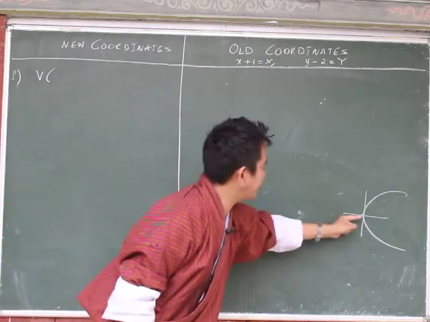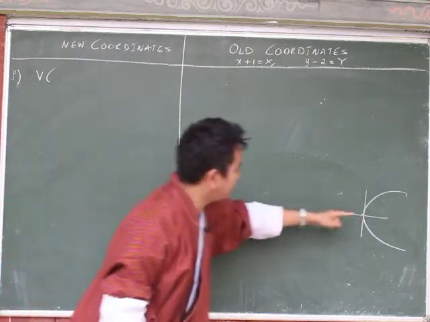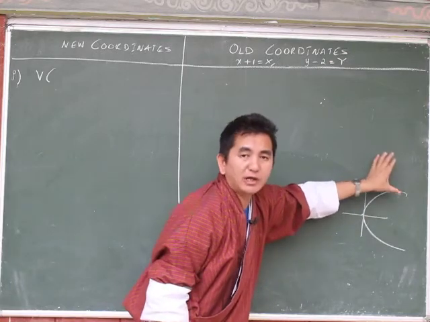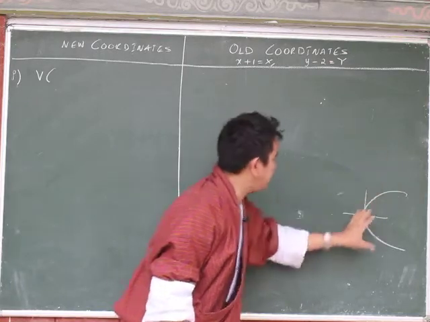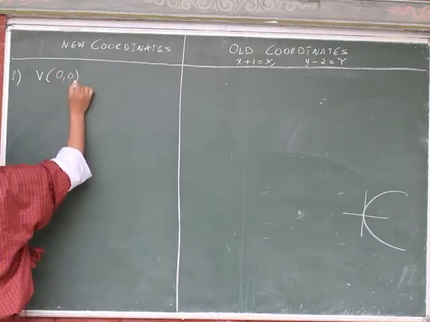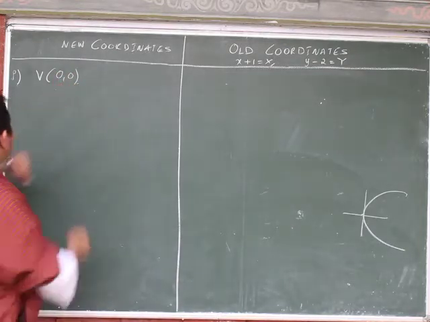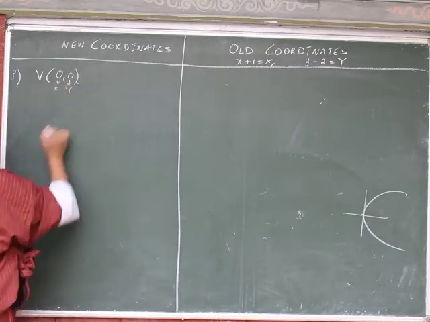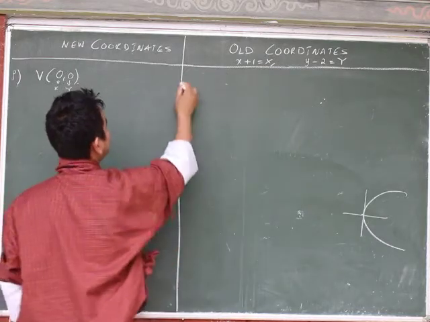What will be the vertex of this parabola now? For this new parabola. This is a new parabola. The old original parabola is somewhere here. For our convenience, we have shifted its vertex to the origin. So the vertex is at the origin, which means this is the value of capital X and this is the value of capital Y. Substitute there.